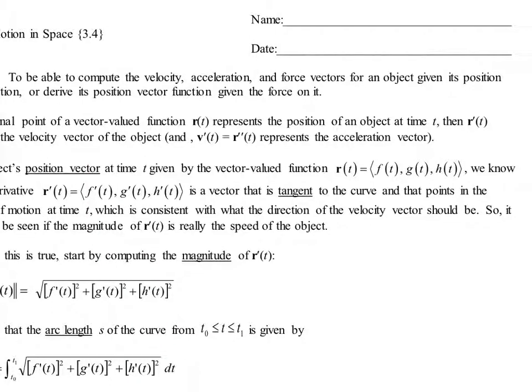So velocity, acceleration, force vectors, things like that come into play. The terminal point of a vector valued function represents the position of the object at time t. Then r prime of t represents the velocity vector. It's the same relationship: if r represents the position of an object, then r prime represents the velocity, and r double prime represents the acceleration.